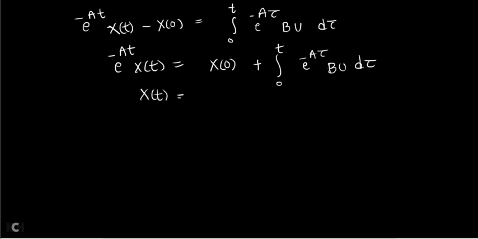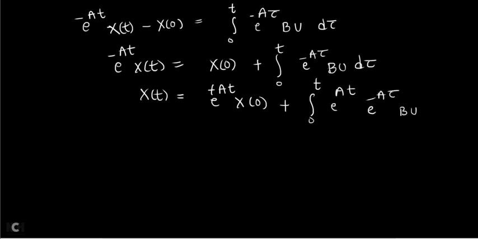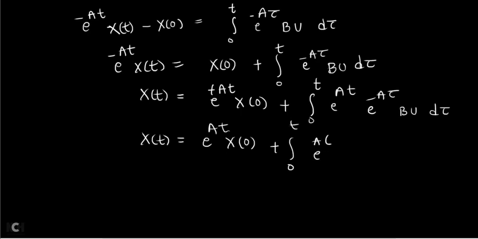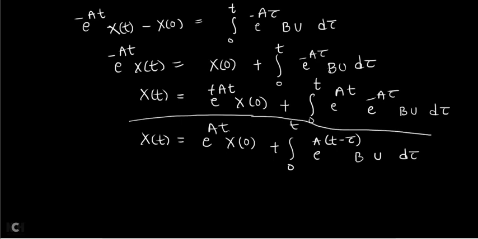So x of t is equal to e power a t into x of 0 plus integration 0 to t e power a t into e power minus a tau b u d tau. Now what is the expression for x of t? You got e power a t into x of 0 plus integration 0 to t e power a, you take common, (t minus tau) b u d tau. This is the expression you got for x of t.